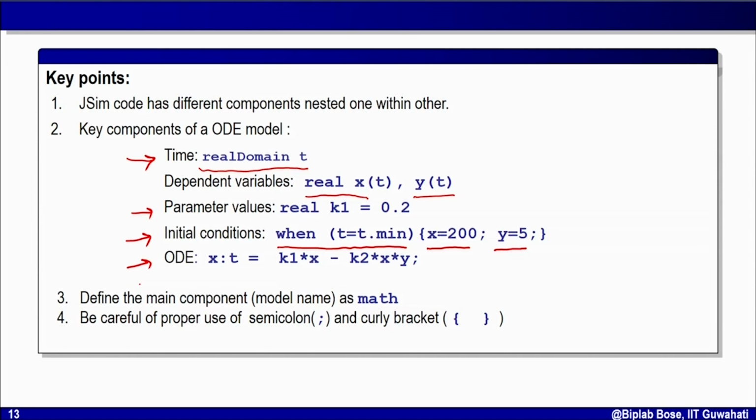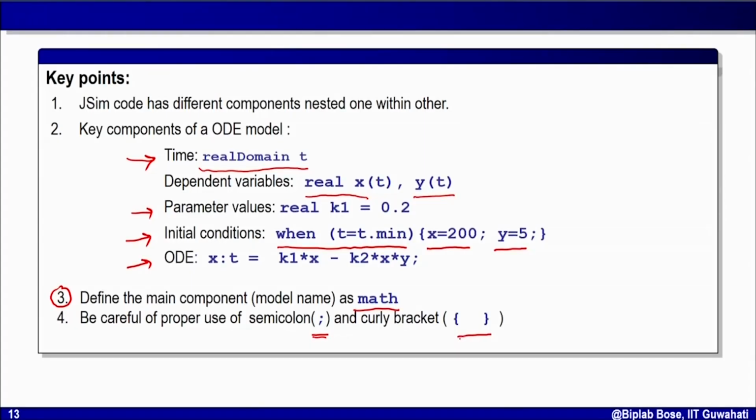And you define the ODE. And remember one key point: the main component is the name of the model that you choose and define that as a math type. Otherwise, JSim will not understand that it is a mathematical problem. Be careful about semicolons and curly brackets. These are common mistakes we make very frequently, where we miss a semicolon in the right position and we miss the curly bracket in the right position.